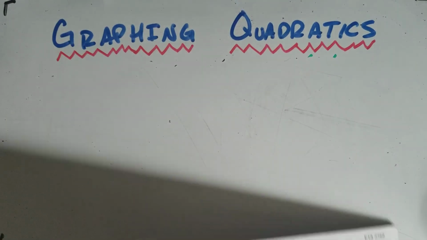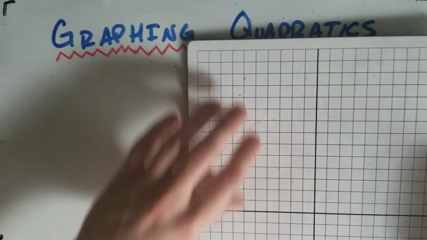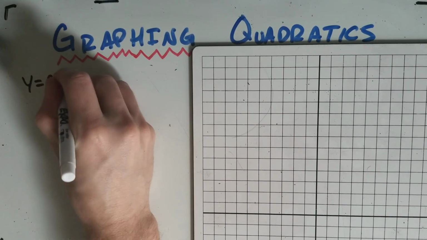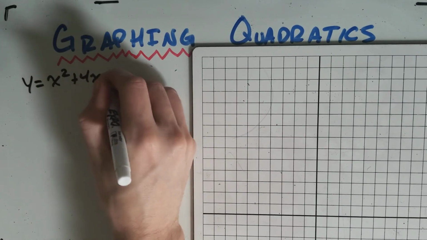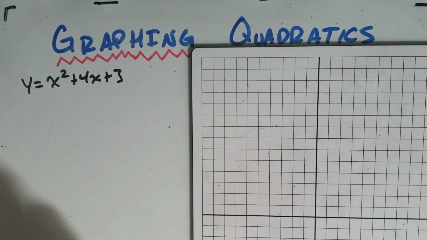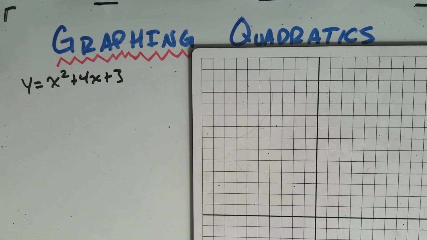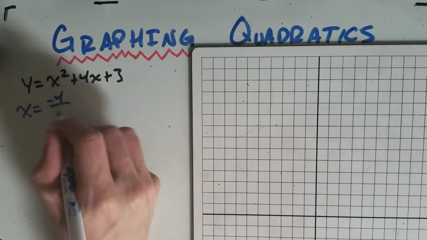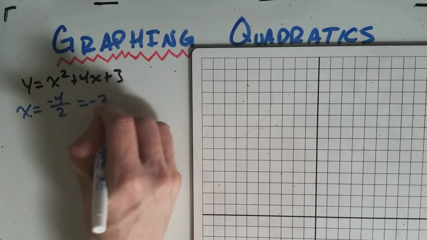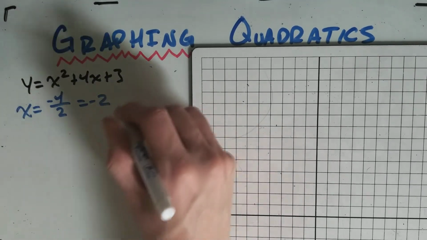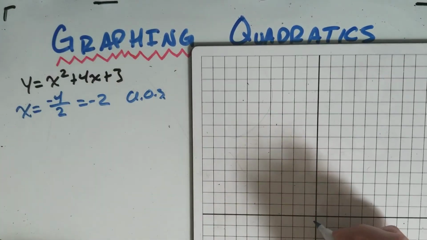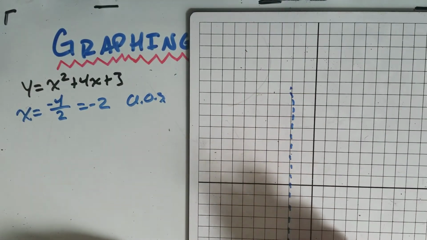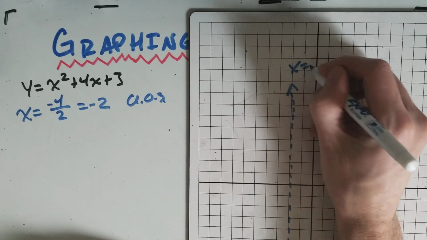I'm going to pull out a graph here. Our first one, we have the equation y equals x squared plus 4x plus 3. So first step, we want to find that axis of symmetry. To do that, we have x equals the opposite of b, which is -4, over 2a, which is 2. So x is equal to -2. That's your axis of symmetry. So I'm going to go to x equals -2 over here. That's right there. And I'm going to go ahead and draw my best axis of symmetry, x equals -2.